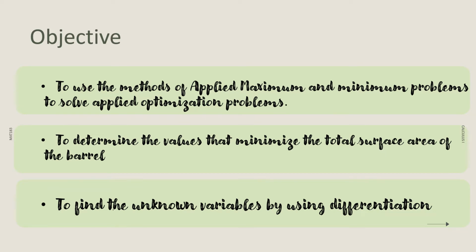So our objective is to use the method of applied maximum and minimum problems to solve applied optimization problems. Another objective is to determine the value that minimizes the total surface area of the barrel. And lastly, to find the unknown variable by using differentiation.